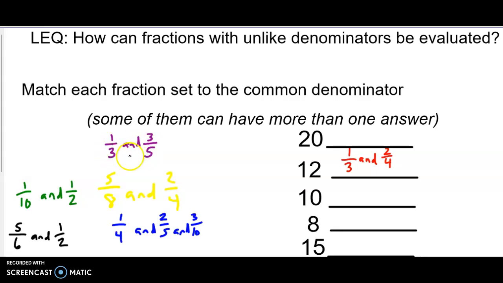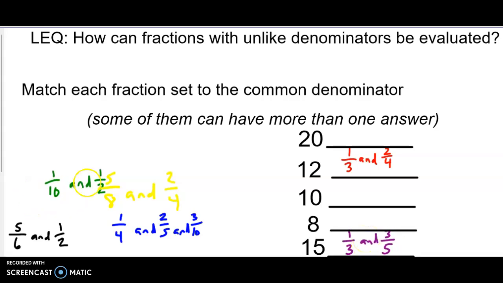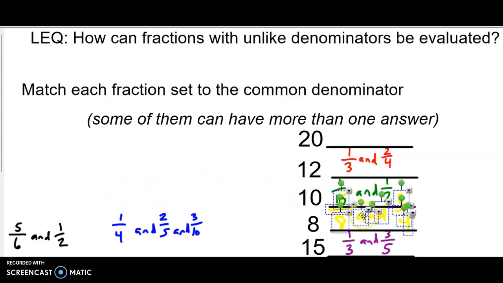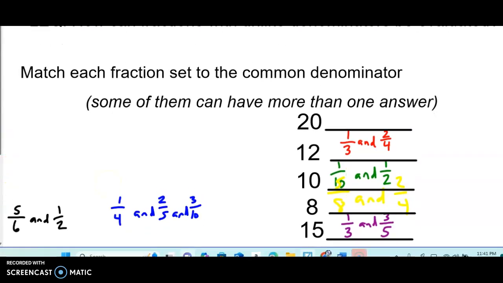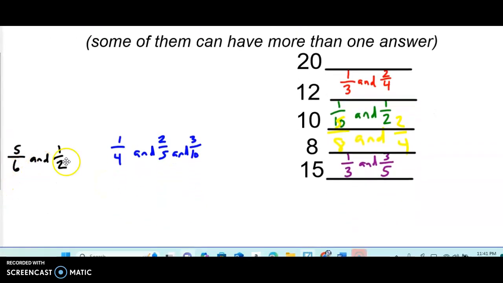Looking at the 1/3 and the 3/5, common multiple for 3 and 5 is 15. Look at 10 and 2, common multiple for 10 and 2 is 10. For the 5/8 and the 2/4, common multiple for 4 and 8 is 8. Common multiple for 6 and 2 is going to be 6, and it's not written on the board on the screen, so we'll just add it.